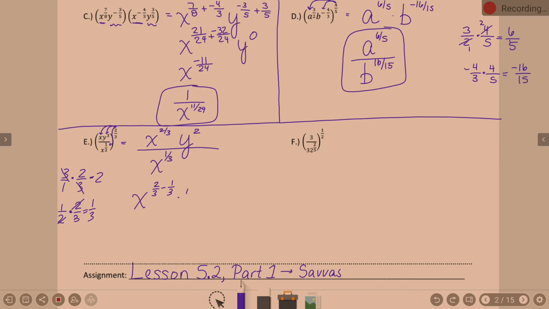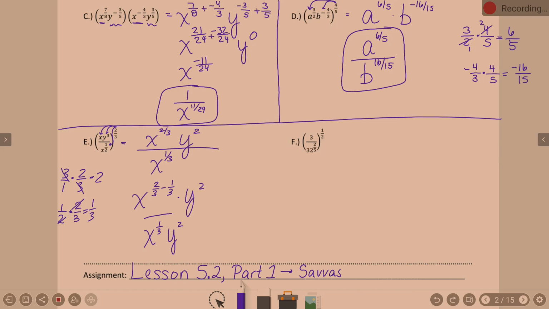And then we still have the y squared. I don't want to lose track of that. What is 2/3 minus 1/3? 1/3. So we have x to the 1/3, y to the 2nd. Now am I done? I agree, you can be.